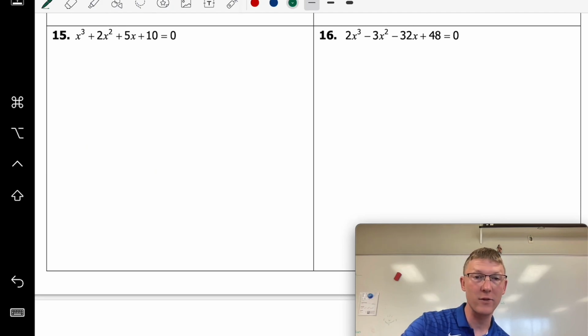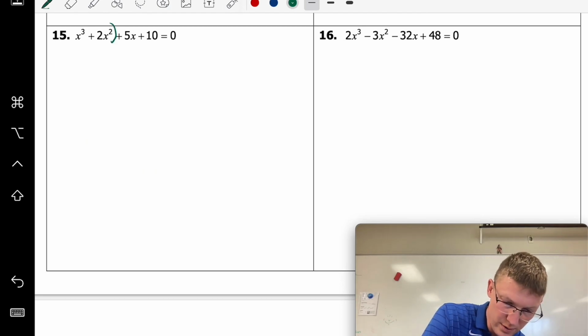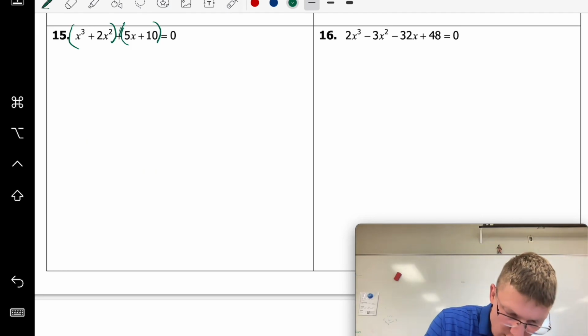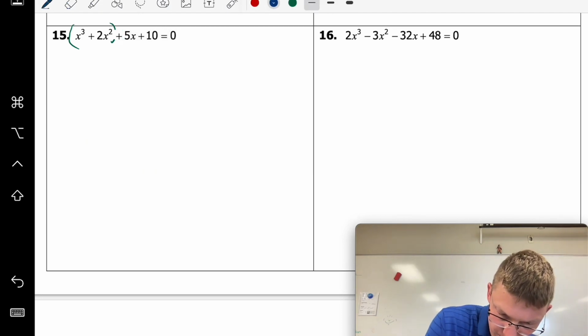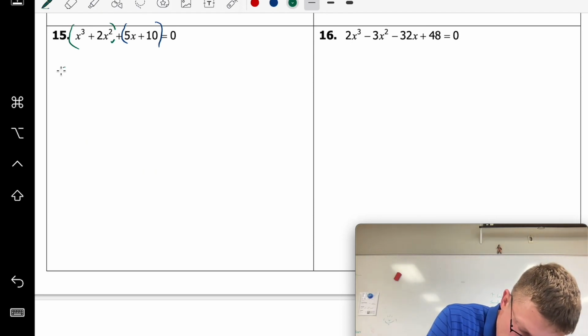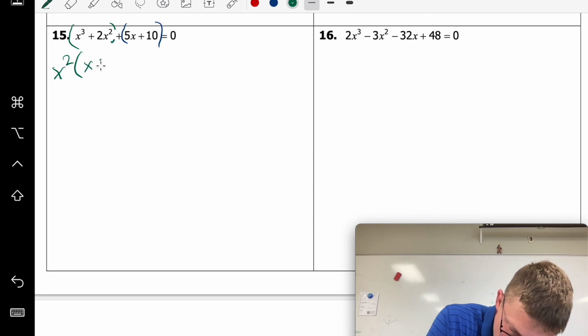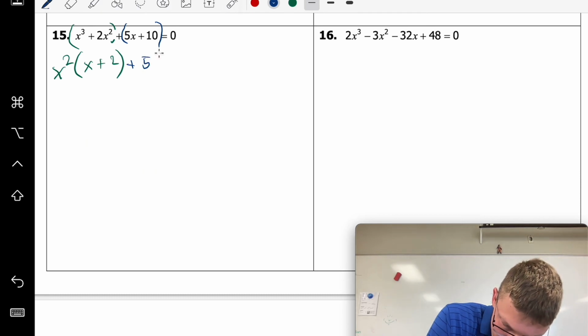So remember, this has 4 terms. So how do we factor something that has 4 terms? We're going to use grouping. So if we just group these two together and these two together, we'll see how and where that takes us. So our first two on the left, we can pull an x squared out. So then we have x plus 2 left over. And then on the right, we're going to pull a 5 out. So then we're going to have an x plus 2 equals 0.